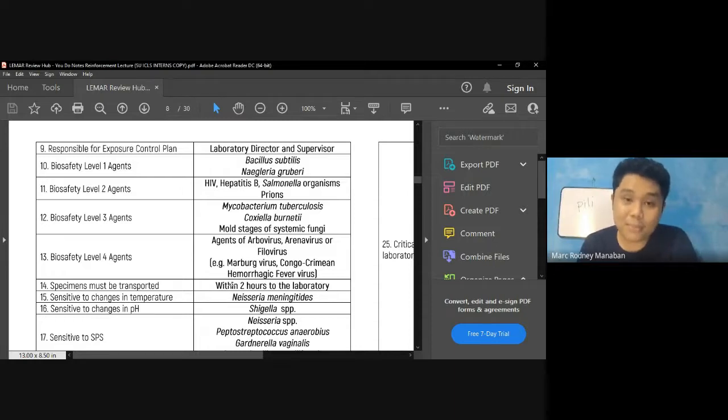You have Bacillus subtilis and Naegleria gruberi. Again, they are not known to cause any human infections. They are used primarily for teaching and academic purposes. All right. Next, you have BSL-2.